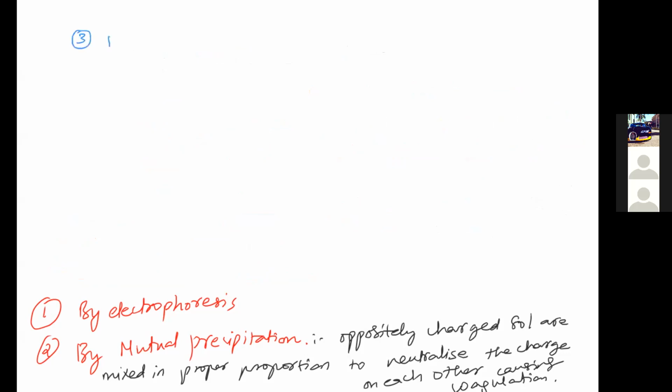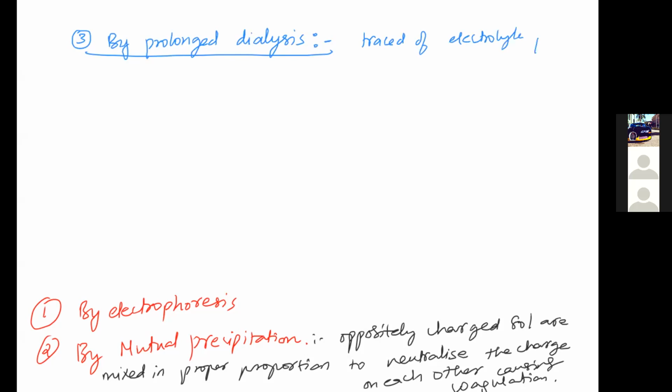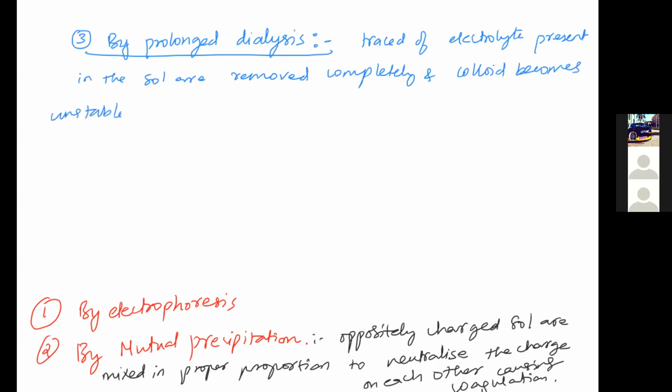Third, by prolonged dialysis. By prolonged dialysis, traces of electrolyte present in the solution are removed completely and the colloid becomes unstable and gets coagulated.